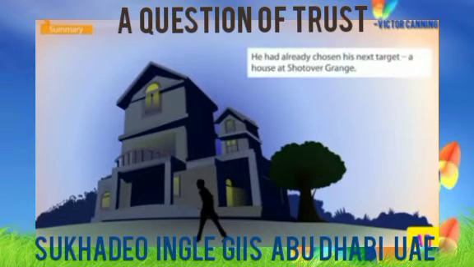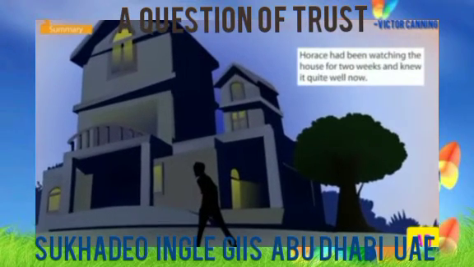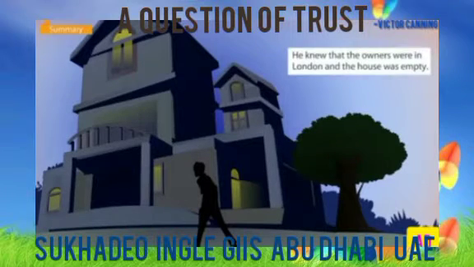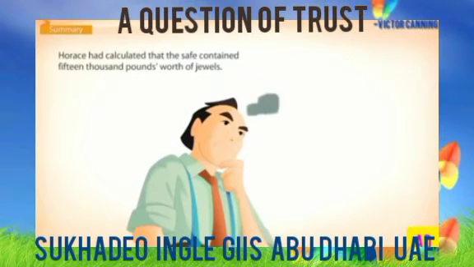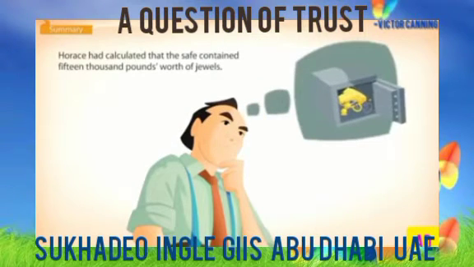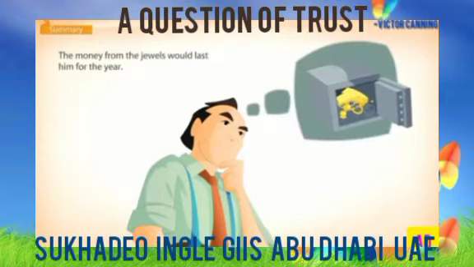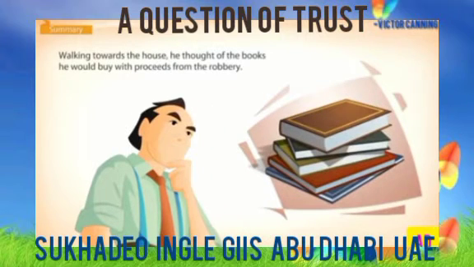He had already chosen his next target, a house at Shotover Grange. Horace had been watching the house for 2 weeks and knew it quite well now. He knew that the owners were in London and the house was empty. Horace had calculated that the safe contained £15,000 worth of jewels. The money from the jewels would last him for the year. Walking towards the house, he thought of the books he would buy with proceeds from the robbery.